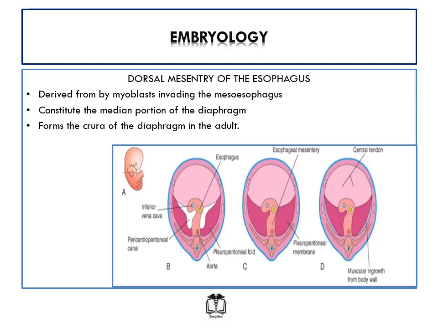Let's talk about the dorsal mesentery of the esophagus. This is derived from myoblasts that invade the mesoesophagus. It tends to constitute the median portion of the diaphragm. Usually, it forms a muscular part of the diaphragm, but on the median part. And it is involved in forming the crura of the diaphragm. Remember that we have two crura, the right and the left crus, which are part of the vertebral portion of the diaphragm. So that vertebral part of the diaphragm that includes the right and left crus is gotten from this dorsal mesentery of the esophagus.